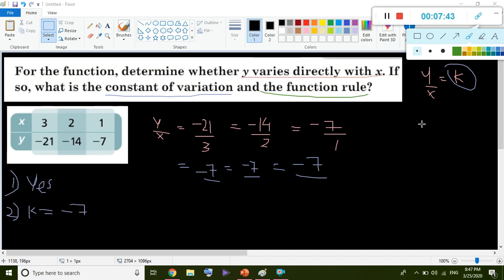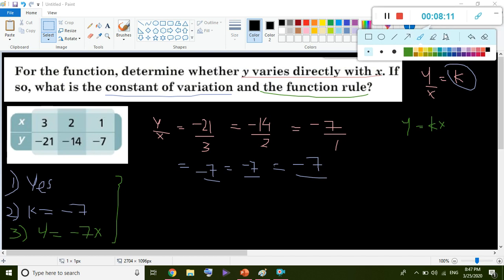Now the last thing they're asking for here, the function rule. Do you remember we said that y equals kx? So now we're just going to substitute k into the equation. The third thing they're asking for is y equals kx, so y equals negative 7x. So these are the three things that they asked us for, and we found the answer.